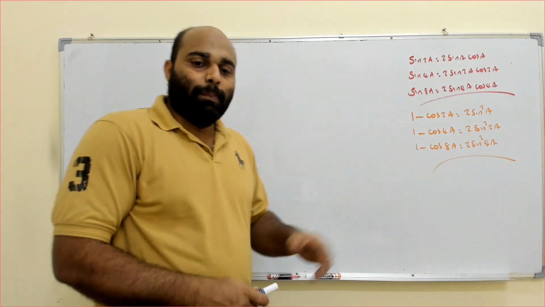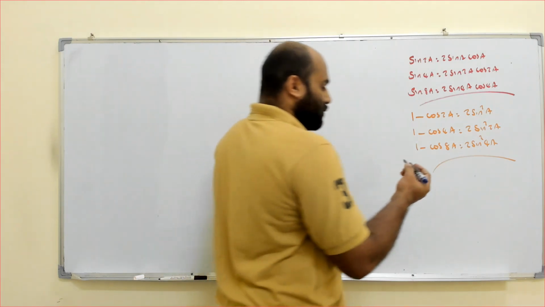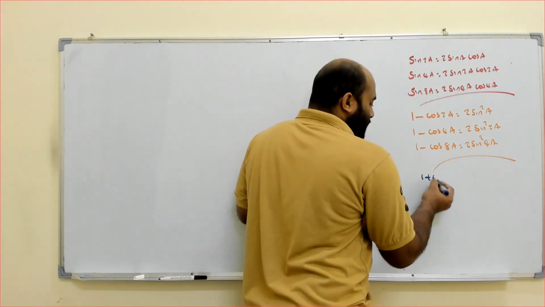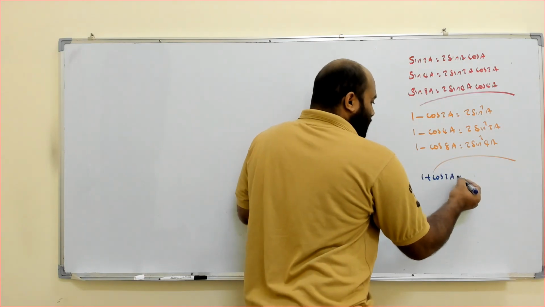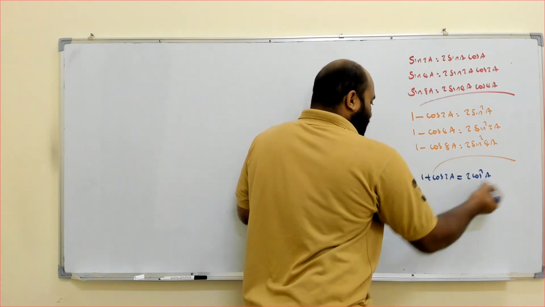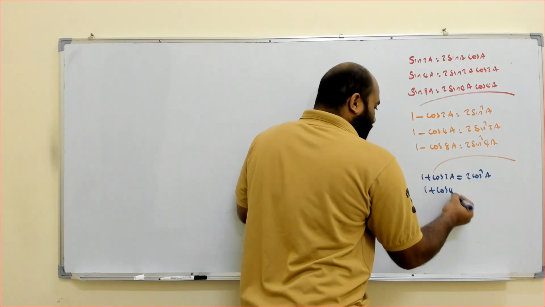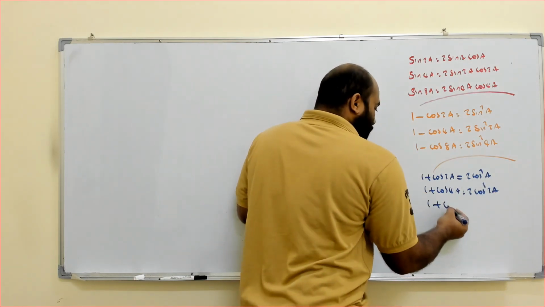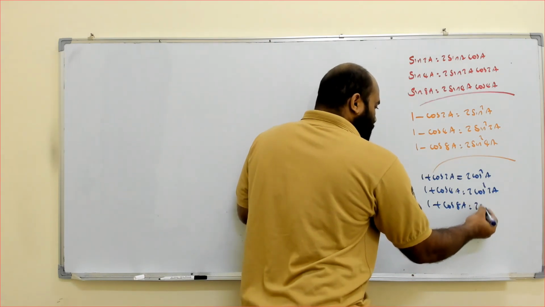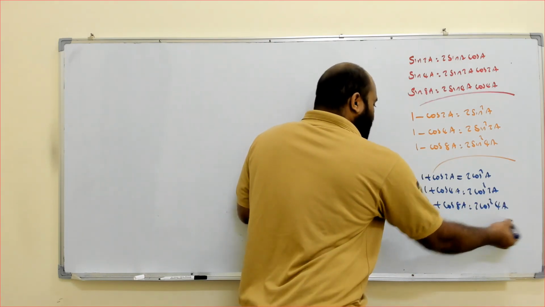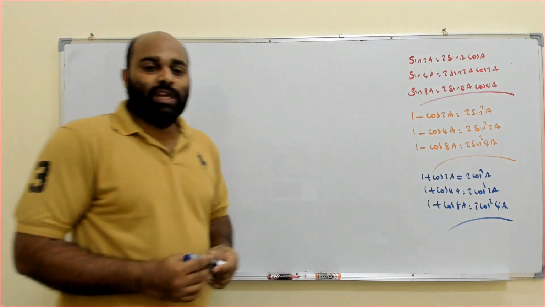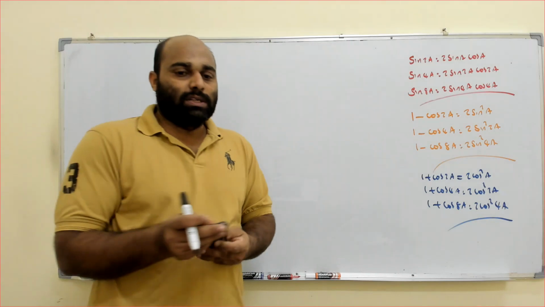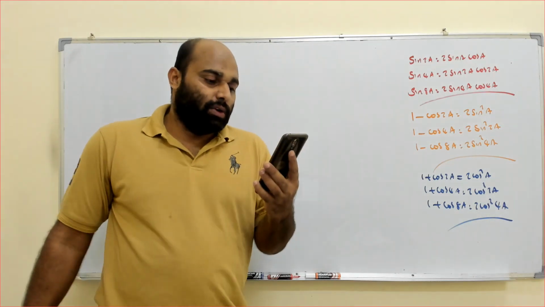And one more, the plus. We already wrote all this in the class. What is 1 plus cos 2A? It is 2 cos square A. 1 plus cos 4A is 2 cos square 2A. 1 plus cos 8A equals 2 cos square 4A. Don't forget this result. Now the question I am doing is based on this one. So please write the result. If you write this easily, you can prove it.